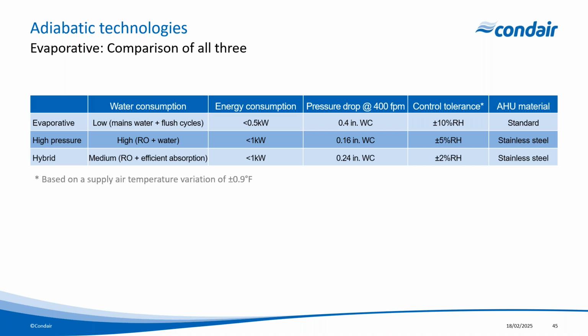Energy consumption relatively low at less than a kilowatt. Pressure drop will be lower compared to the evaporative media system since we've got a significantly thinner droplet separator. But the air handling material does need to be a full stainless steel wet section.